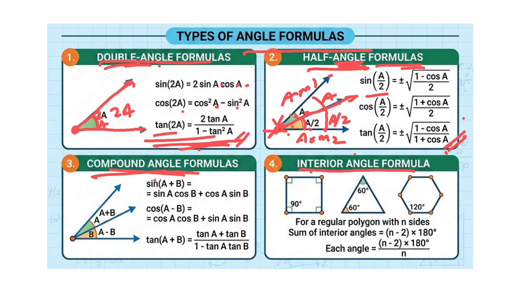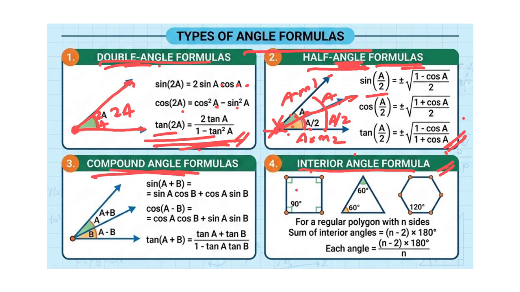Compound angle formulas: sin(A plus B) is equal to sin A cos B plus cos A sin B. Cos(A minus B) is equal to cos A cos B plus sin A sin B. Tan(A plus B) is equal to tan A plus tan B divided by 1 minus tan A tan B. And the interior angle formula.